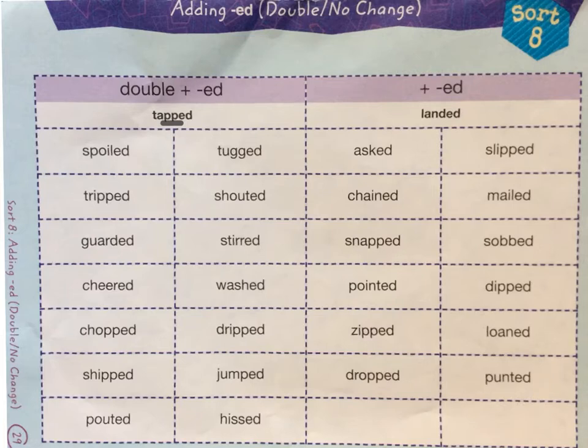Some of your words this week, there's simply no change. You have the base word, as in the example land, and to make it past tense you just simply add an ed to the end of the base word, as in the example landed. Now make sure you have your word sort mat out and we're going to begin sorting our words.